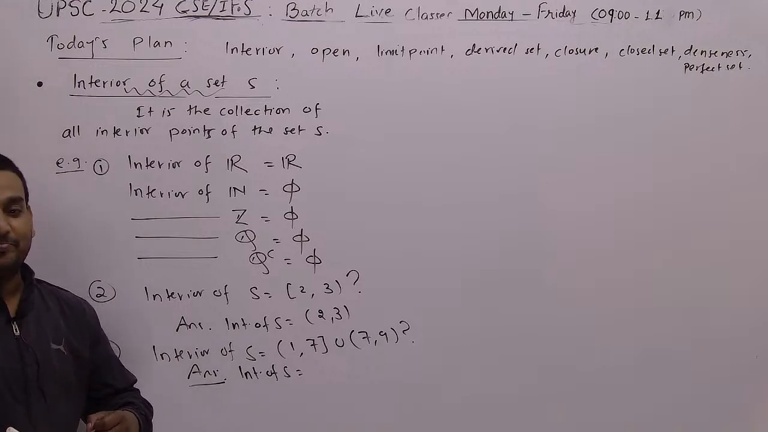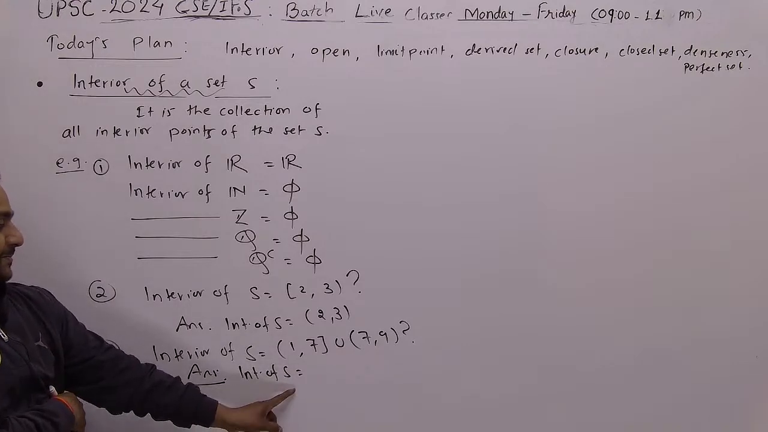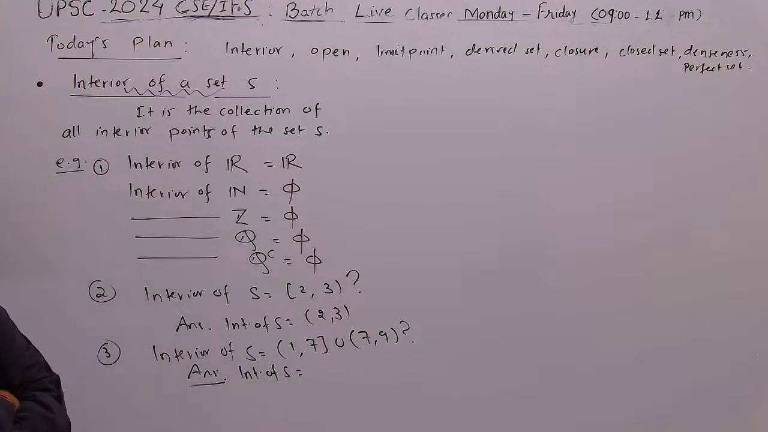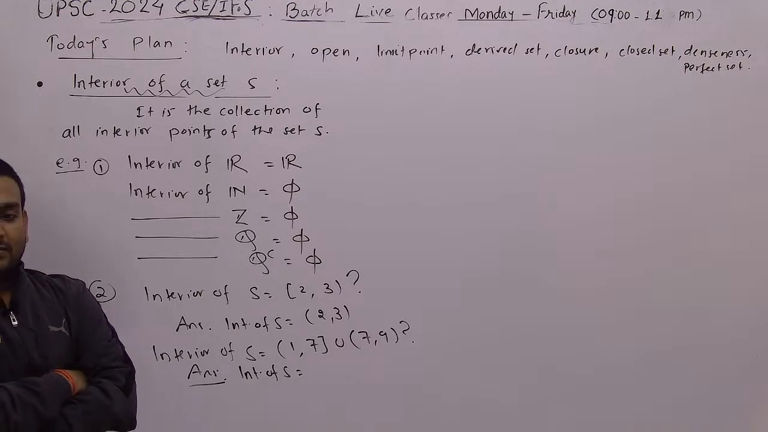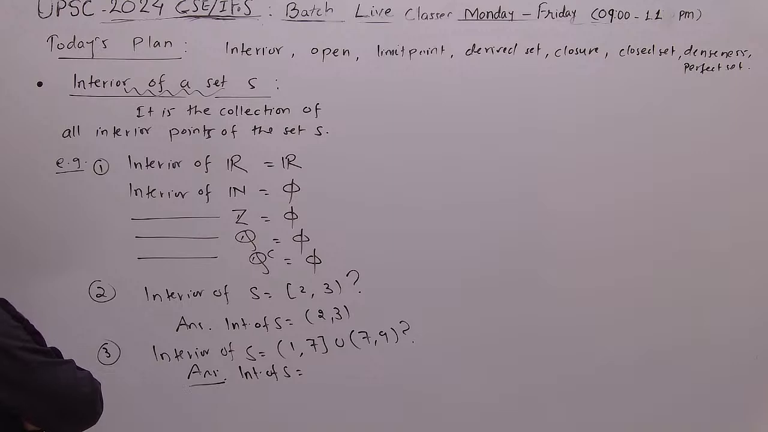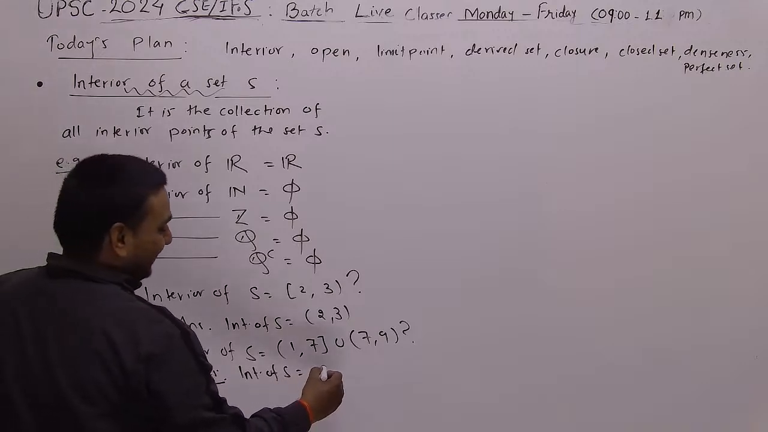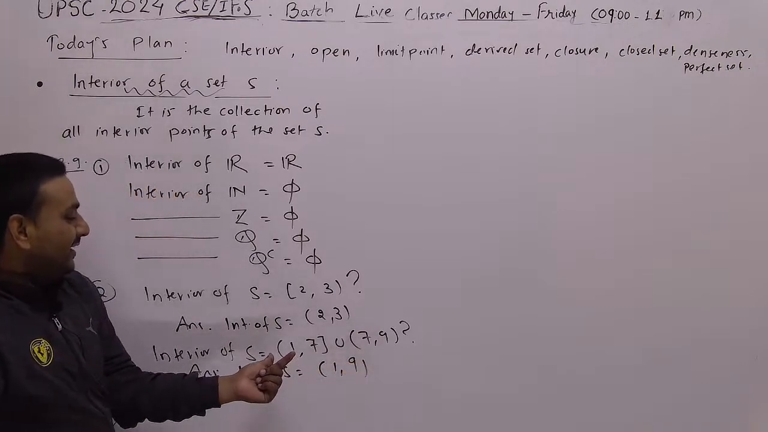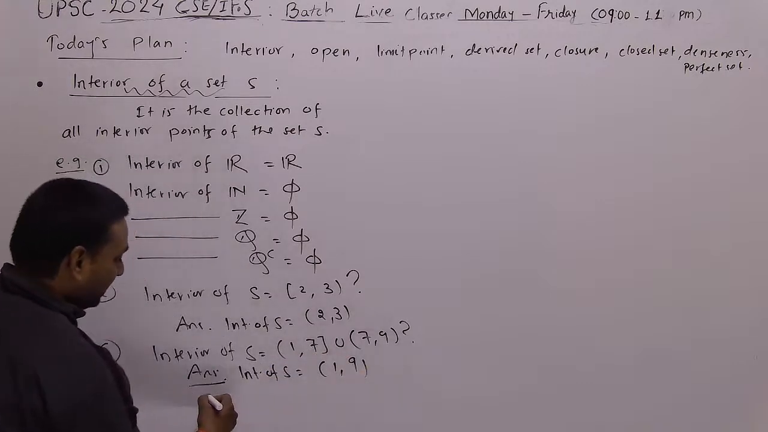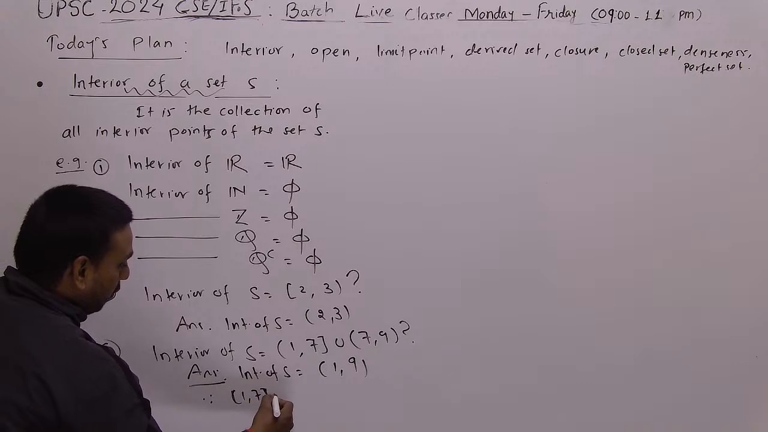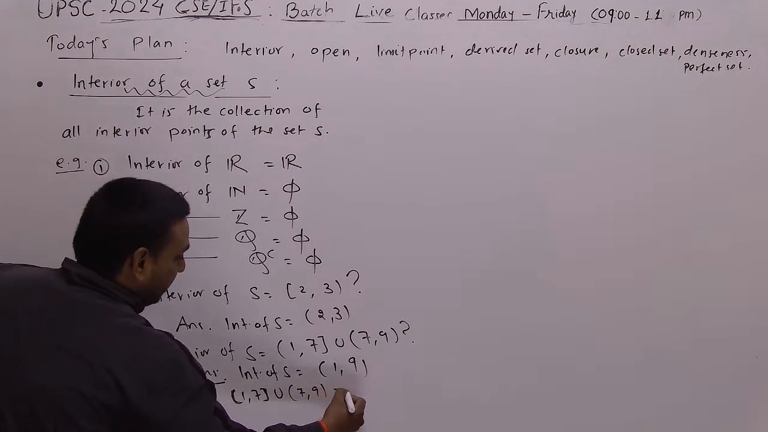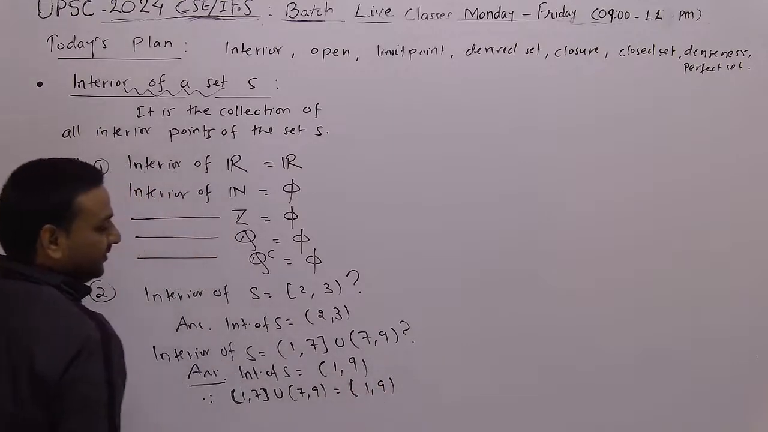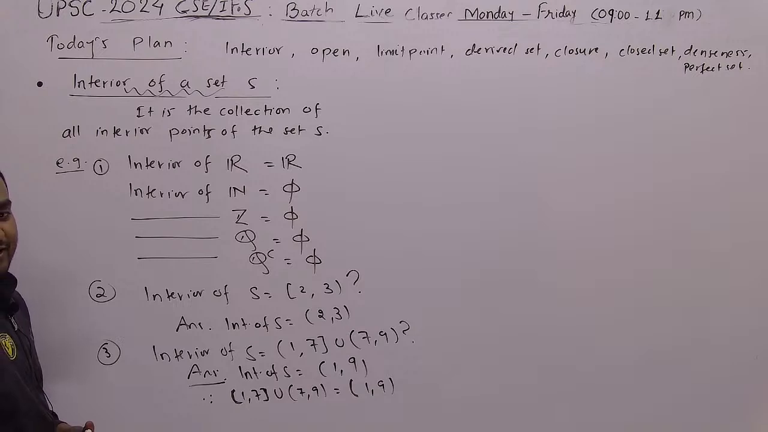Answer quickly. 1 to 9. Very good. Shubham Chobe, very nice, you people have become smart. Because if you do this union, 1, 7 closed union open 7 to 9, it is nothing but open 1 to 9, right? Good.